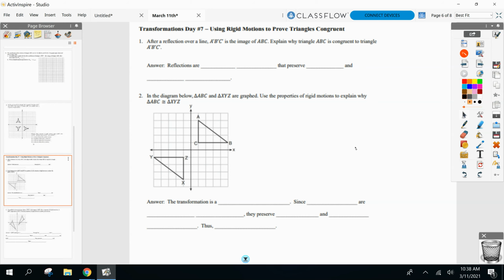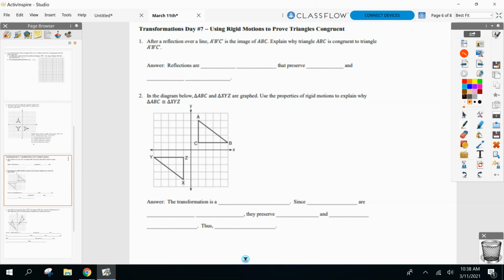I start with the basic one up here because I need you to word these in a certain way, since they're not organized into statements and reasons. Instead of saying be flexible and write whatever you want, I want a certain template, a certain format that you write these quote-unquote proofs in. So number one, I come right out and tell you: I am doing a reflection over a line. Triangle A'B'C' is the image of ABC after I reflect over the line.